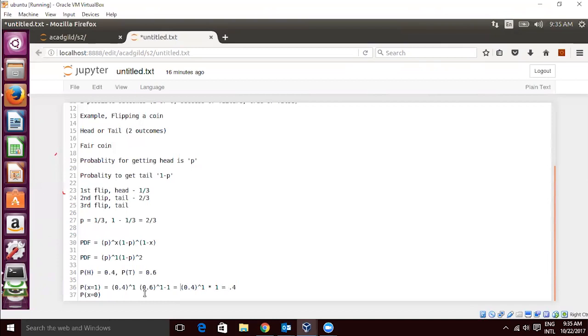And this is the probability of getting head. Simple. We'll take the same formula.